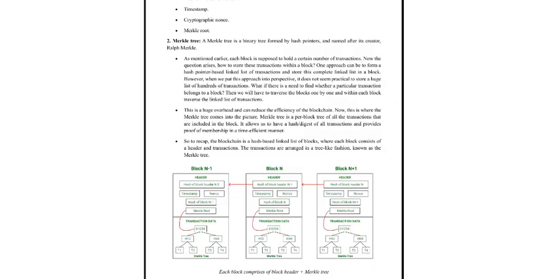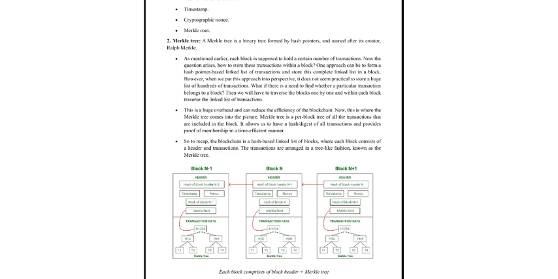What if there is a need to find whether a particular transaction belongs to a block? Then we will have to traverse the blocks one by one, and within each block traverse the linked list of transactions. This is a huge overhead and can reduce the efficiency of the blockchain. Now, this is where the Merkle tree comes into the picture, right? A Merkle tree is a per block tree of all the transactions that are included in the block.